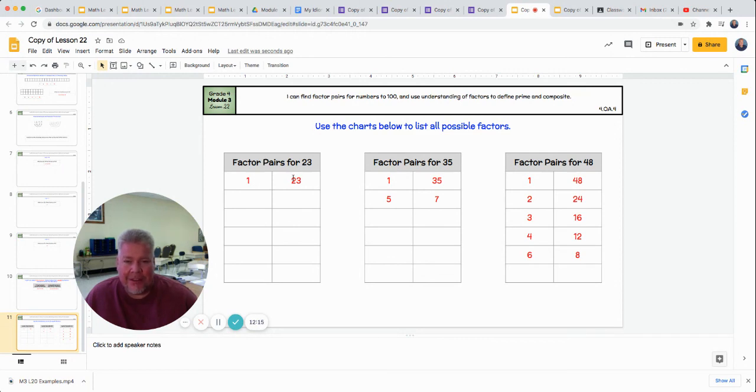Okay? So your homework is just like this. You're going to tell if a number is prime or composite, and then you're going to be asked to list the factors. Not too bad. You can do it. Go get started.